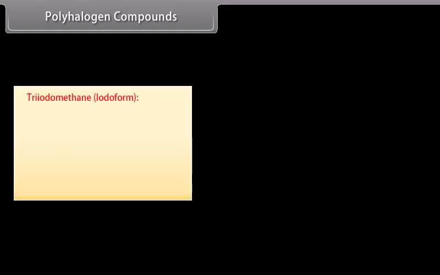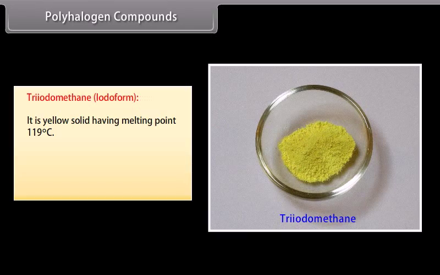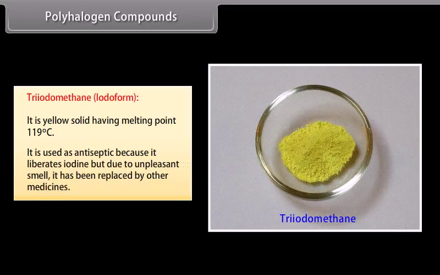Polyhalogen compounds. Triiodomethane, iodoform. It is a yellow solid having melting point 119 degrees Celsius. It is used as an antiseptic because it liberates iodine, but due to its unpleasant smell, it has been replaced by other medicines.